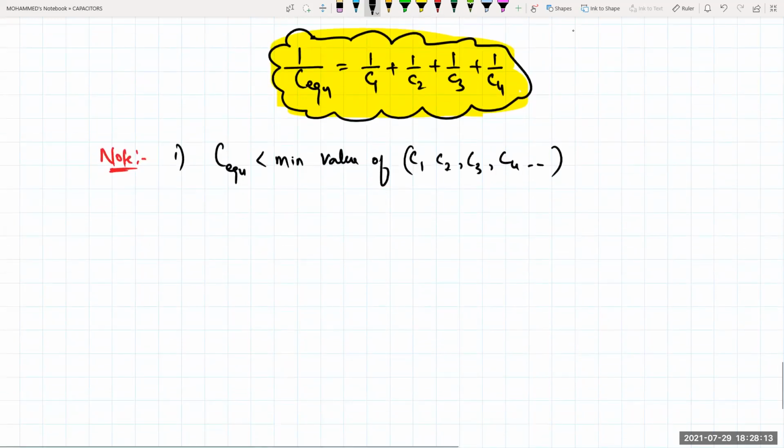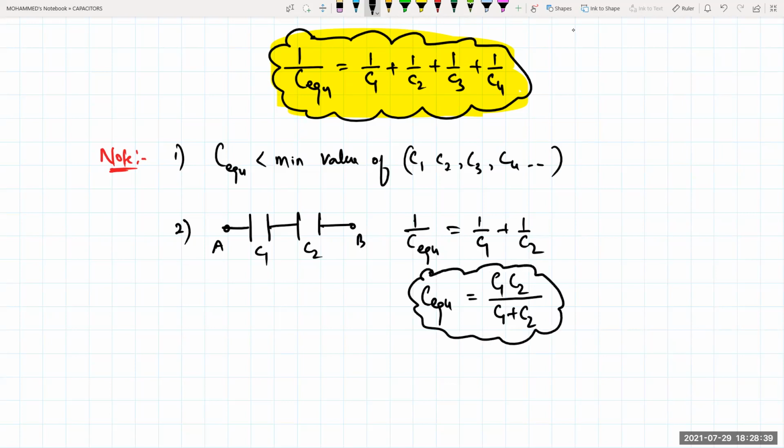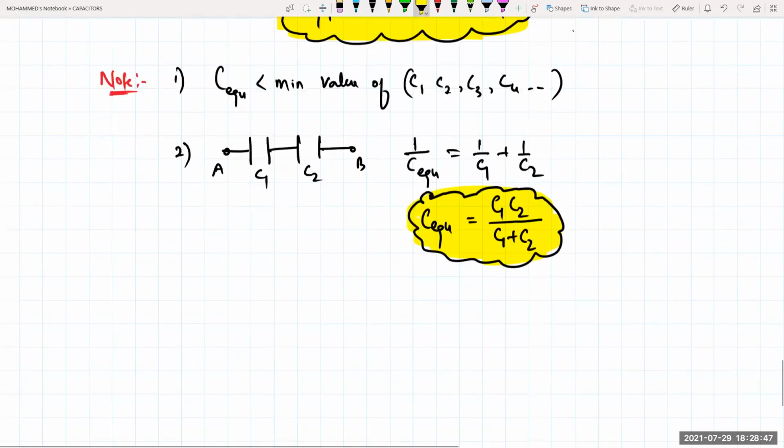If two capacitors are connected in series like this, I can directly use one shortcut formula. This is your A, this is your B, then capacity C1, then capacity C2. So 1 by C equivalent will be equal to 1 by C1 plus 1 by C2. Taking the LCM, C equivalent is C1 C2 divided by C1 plus C2. So for two capacitors, directly you can take this relation and get the answer.